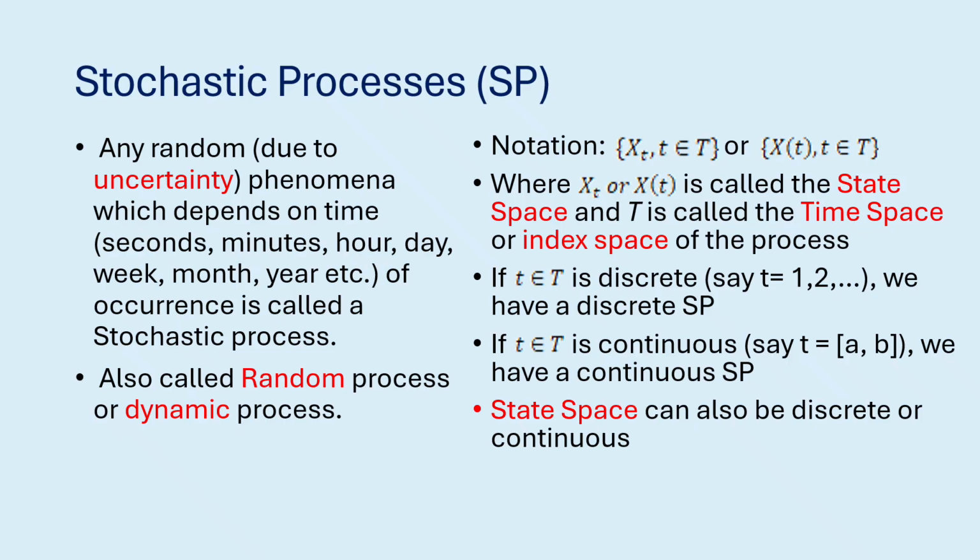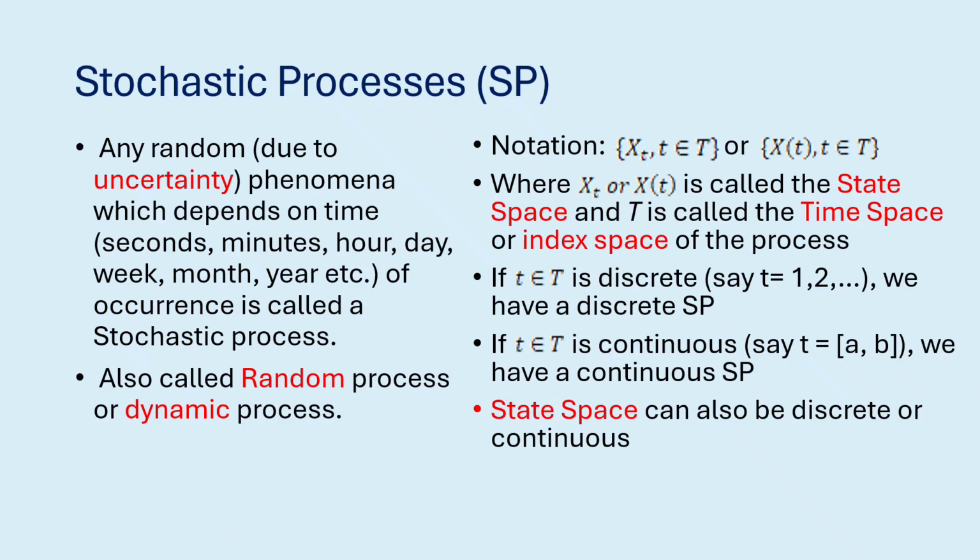Okay, let's understand a stochastic process first. Any random process which depends on time of its occurrence is called a stochastic process. Because it is random, we call it a random process or dynamic process as well. Generally, stochastic processes are denoted by X_t, with t in the suffix, where t is an element of capital T, or X(t) in brackets.